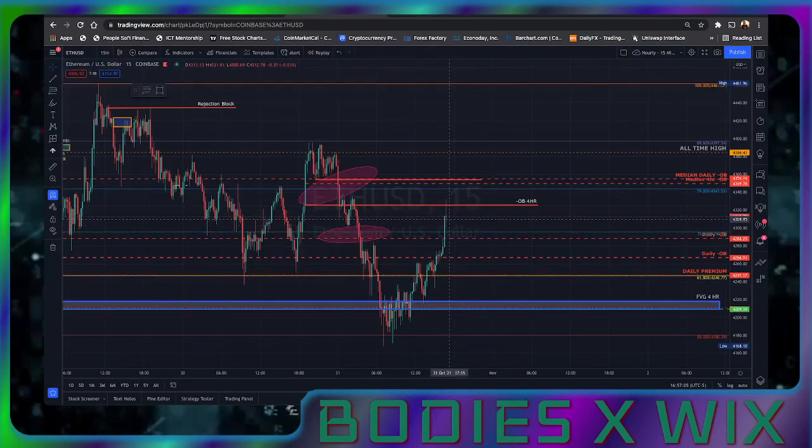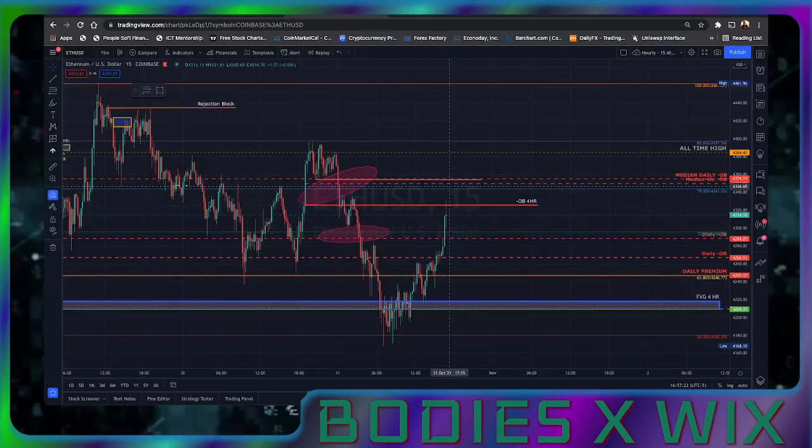We can see what's going on now. Okay, so again, now that it's above here, we got above the 4-hour bearish order block. It looks like it's still trying to fight to get above that 4-hour bearish order block.